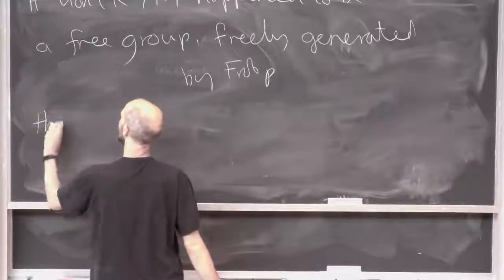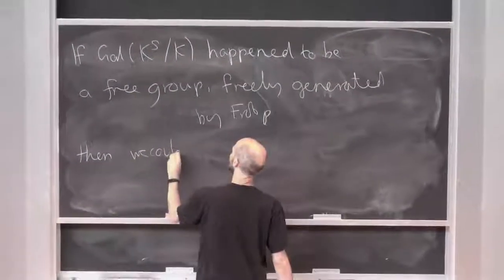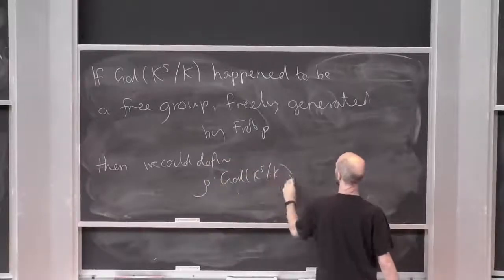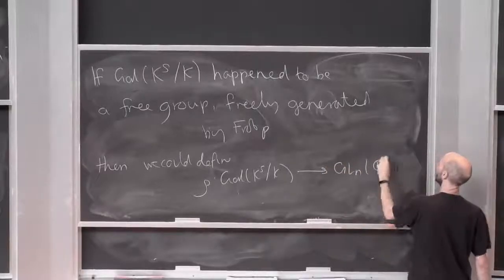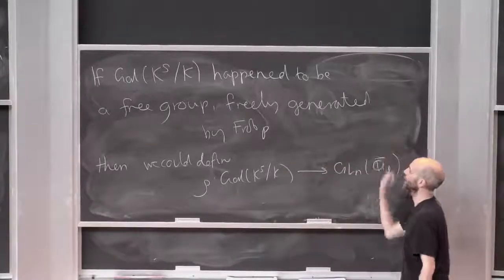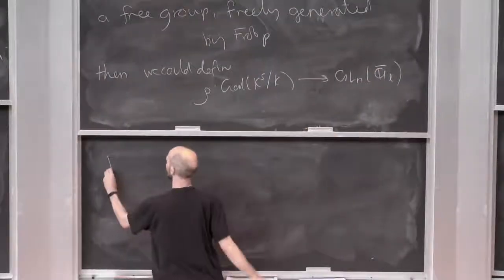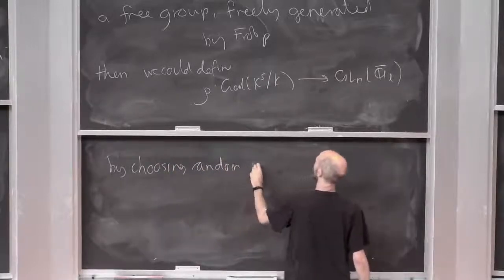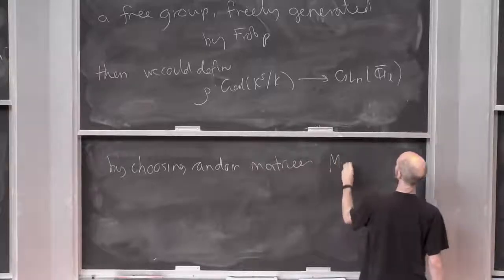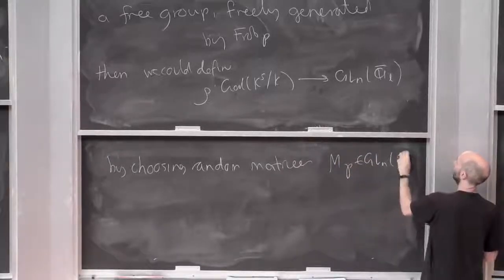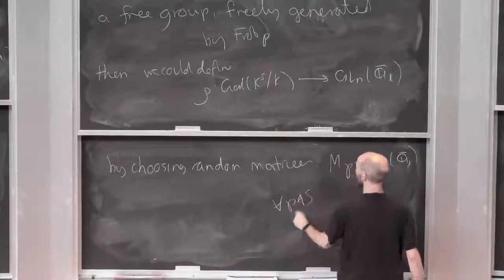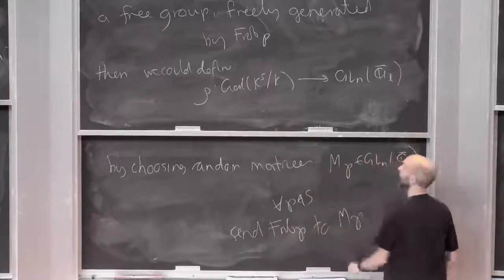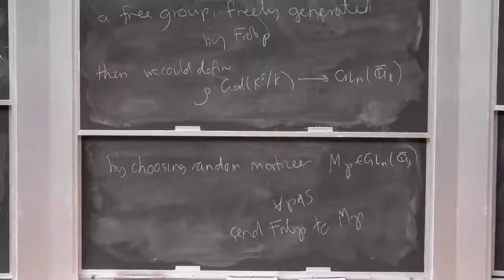Then we could define rho from Gal(K_S/K) to GL_N of Q_l bar, because this is a free group, and we know the generators by just choosing random matrices M_P in GL_N of Q_l bar for all P not in S. And then send Frob_P to M_P. And then we've finished, right? There's all the global Galois representations.